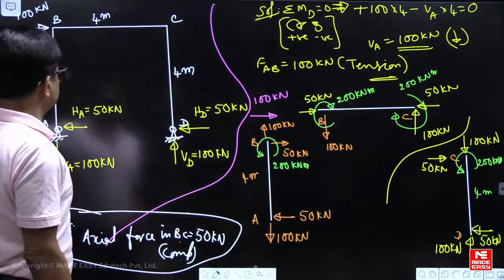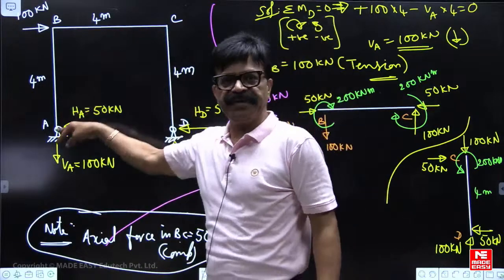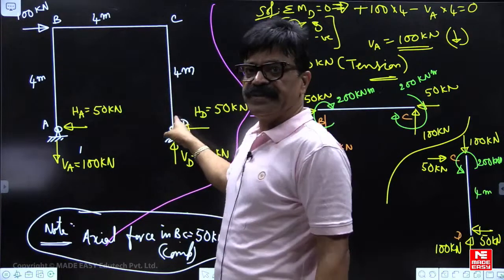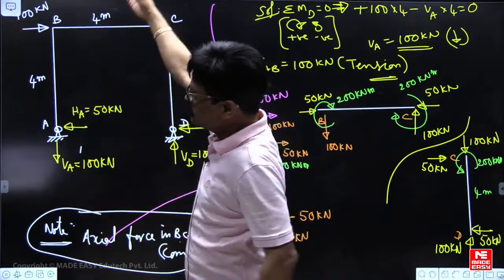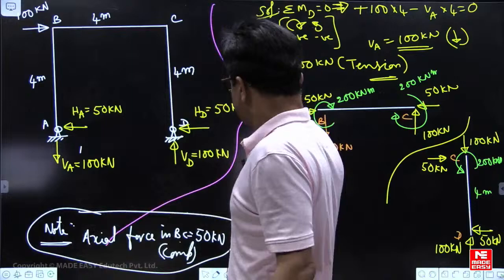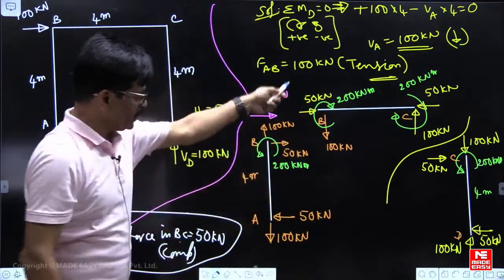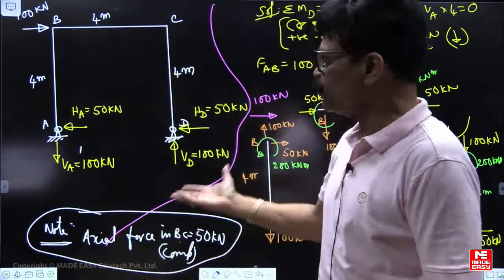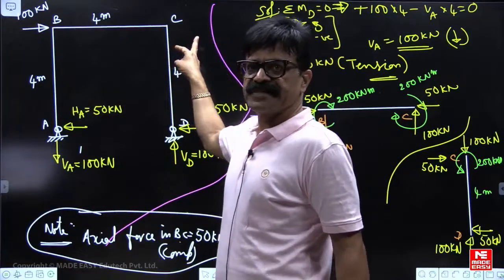So in GATE type questions, instead of asking AB, which will take only 10 seconds, because moments about D equal to 0, 100 into 4 minus 100 into 4 is over. So that means the axial force in AB is tension. Quickly you will find it in 10 seconds. So instead of asking AB, they may ask you BC. Then draw this free body diagram and come to this conclusion. Otherwise, if they ask a 1 mark question, force in the member AB. 2 marks means force in the member BC.